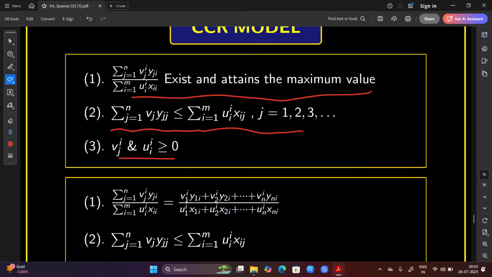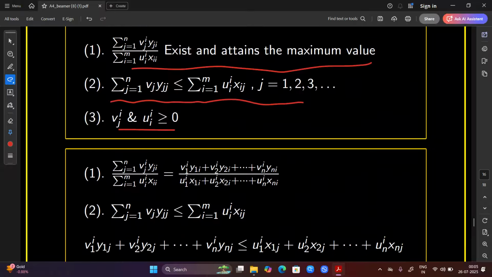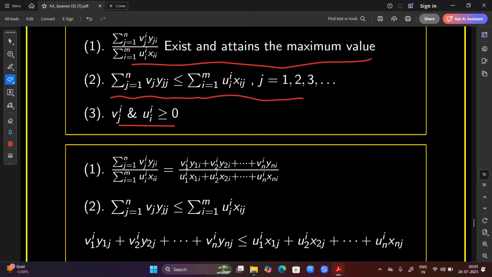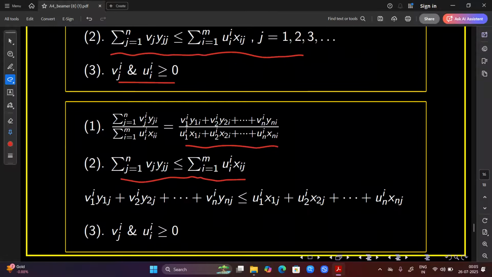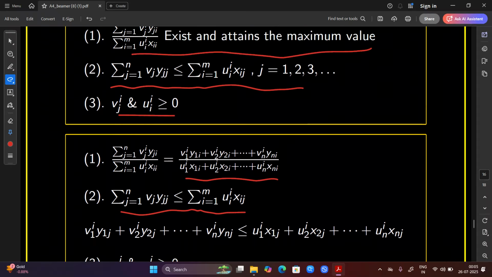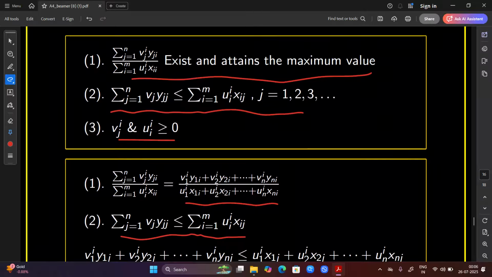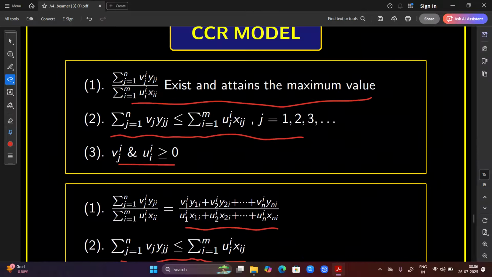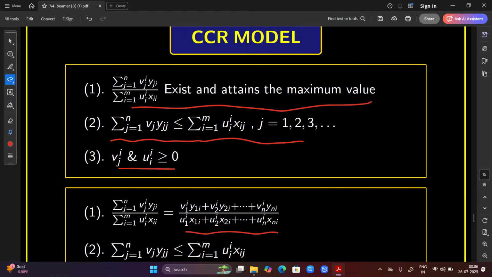You can see here, I have expanded the summation. Again in my next video I will explain this in detail with some examples, because the CCR model is very important. By the CCR model only, we know how to get the maximum value, by which weight to multiply that equation.